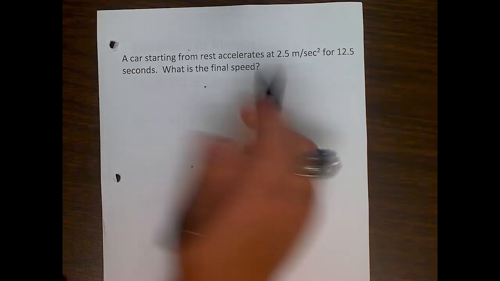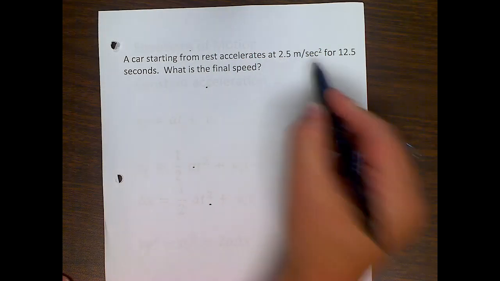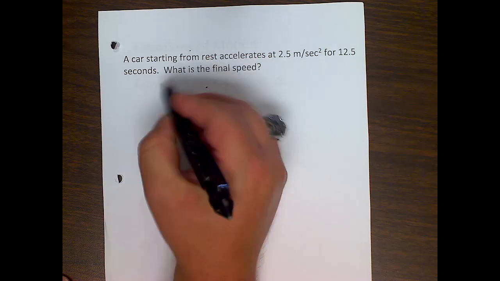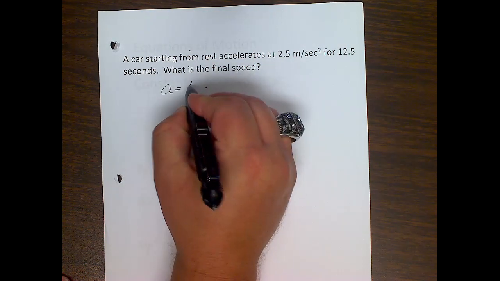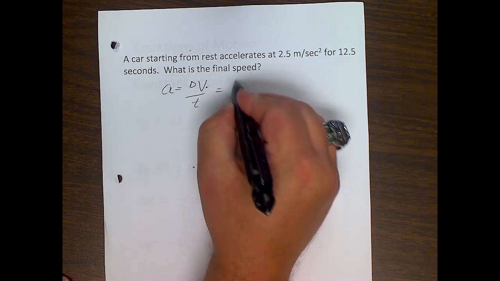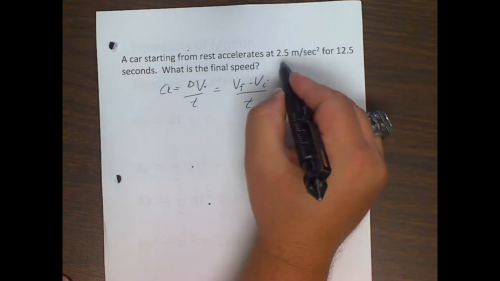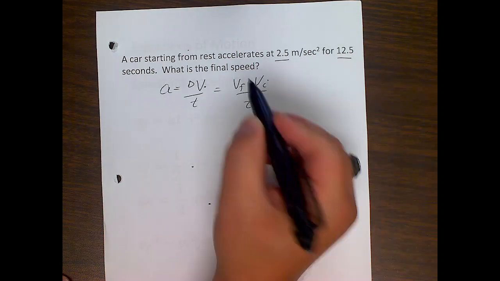Okay. A car starting from rest accelerates at 2.5 meters per second squared for 12.5 seconds. What is its final speed? Well, since the definition of acceleration is a change in speed or change in velocity per time, Vf minus Vi over t, we know our acceleration, we know our time.